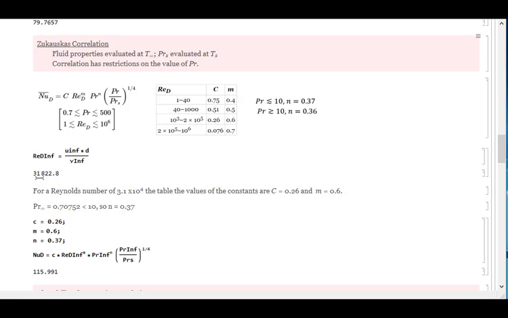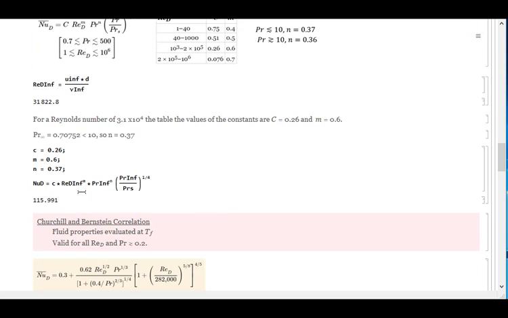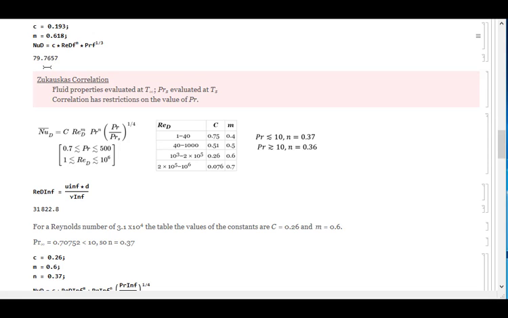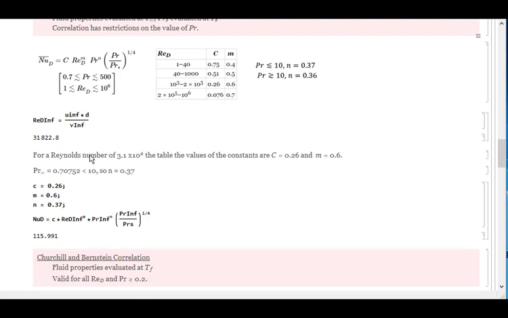Since we have a Reynolds number of 3.1 times 10 to the fourth, we're still in here, so our constant C is 0.26, and the exponent is 0.6. The Prandtl number in the free stream is 0.707, so that gives us an n exponent, since it's less than 10, of 0.37. We can go ahead and calculate these values, and we end up with a Nusselt number of 115.991, or 116. So it is considerably greater than what we got with the Hilbert calculation.